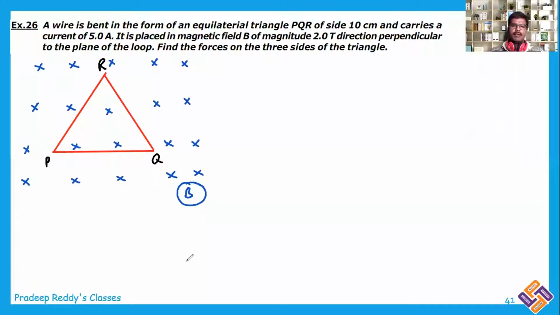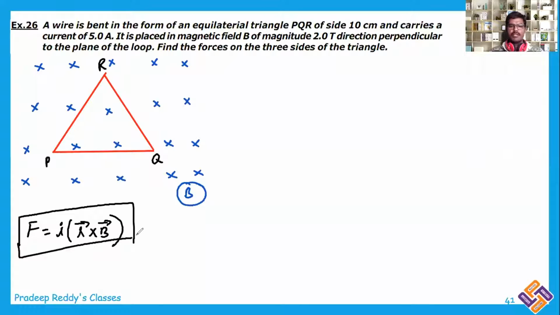Students, we already have learned the equation for force acting on a current carrying conductor, that is F is equal to I into L bar cross B bar. In the previous video sessions we have discussed this equation. We'll use this equation and try to work out this problem.